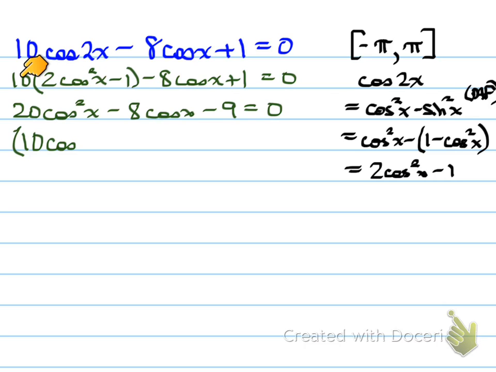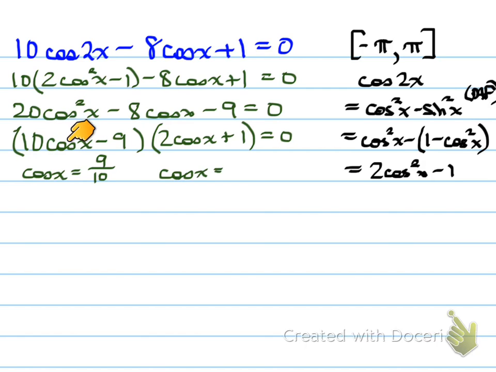Where did that come from? Well, when I expanded this, minus 10, I add 1, you get minus 9. Here we have minus cos x. So we have 20 cos squared x minus 8 cos x minus 9 is equal to 0. What we have to do now is factor it. What two numbers multiply to give us negative 180 and add to give us negative 8? And that will be the following.